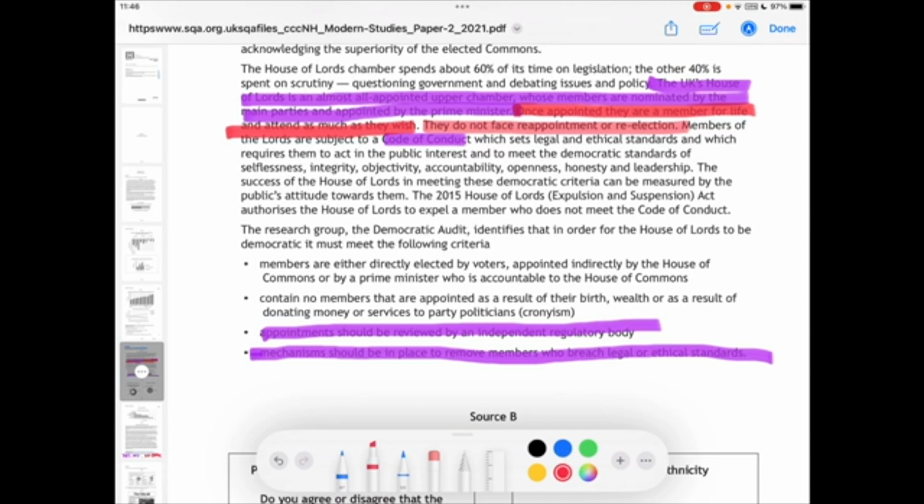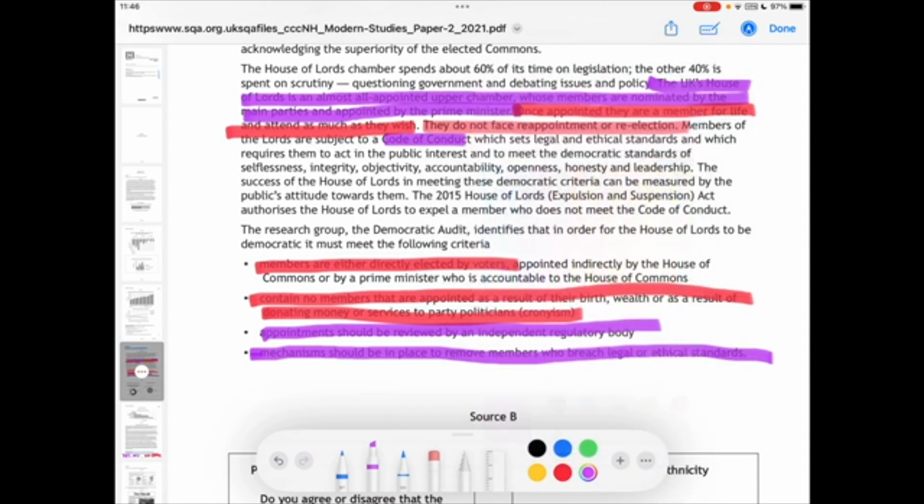But we can also see that in order to be democratic, it needs no members appointed as a result of birth. So we know for a fact the House of Lords has some members appointed by birth, okay? And it also needs members to be directly elected by voters, which is not true. But they can be elected by a Prime Minister who is accountable. And we also have the 2015 Expulsion and Suspension Act. So there's loads of information in paragraph 1 alone.